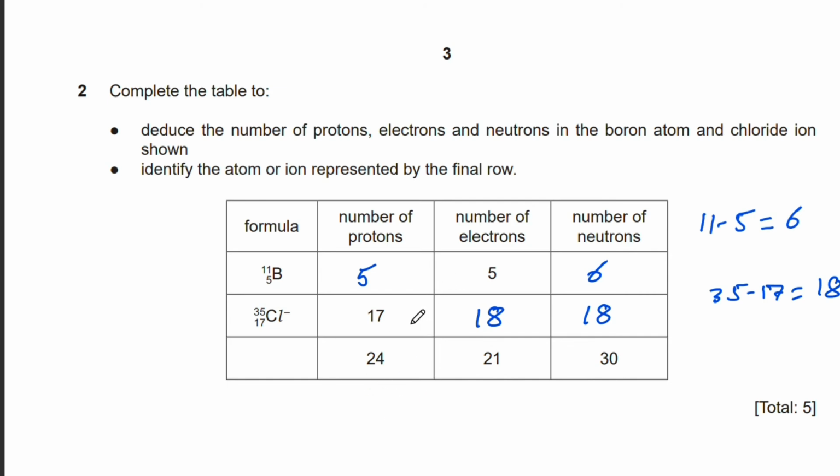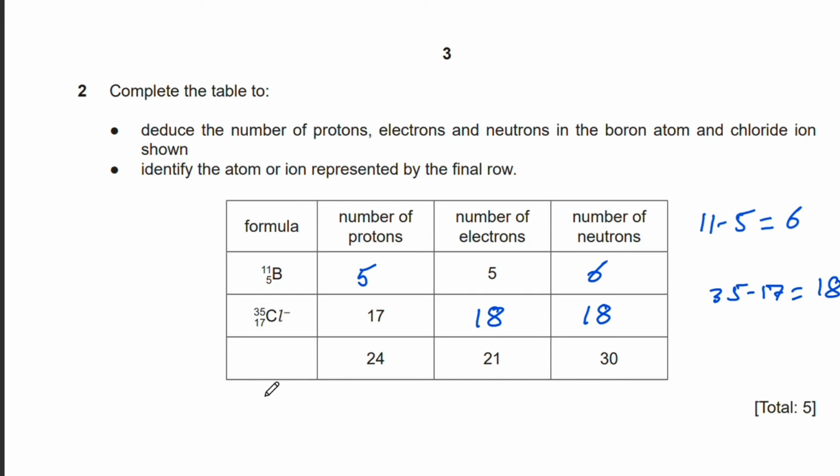Now the last row. Number of protons is 24. Number of electrons is 21. Number of neutrons is 30. As you can see, there are fewer electrons, so this will be positively charged. See, the proton number is 24. That means the atomic number is 24. So from the periodic table, you can see the element whose atomic number is 24.